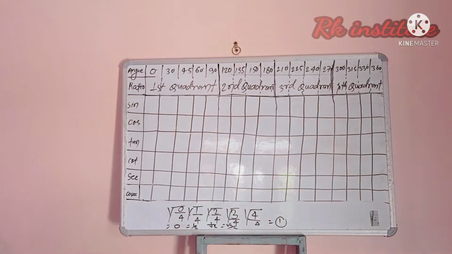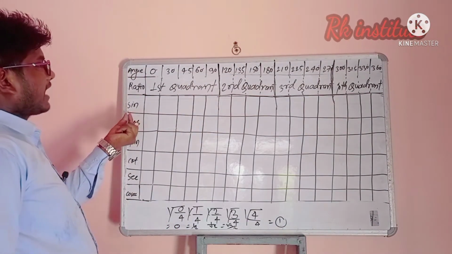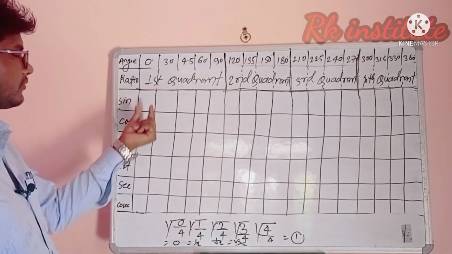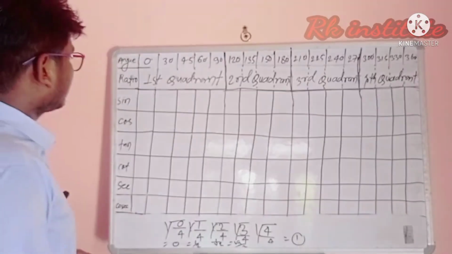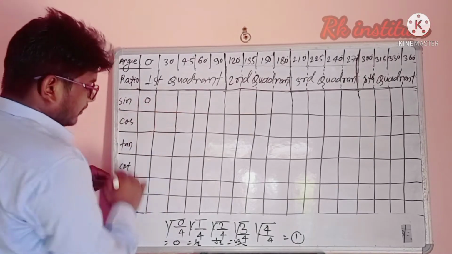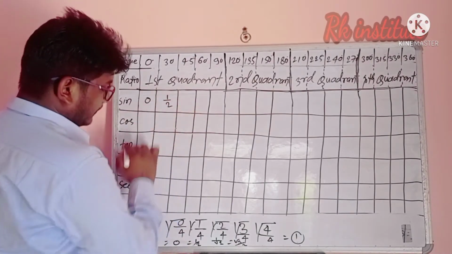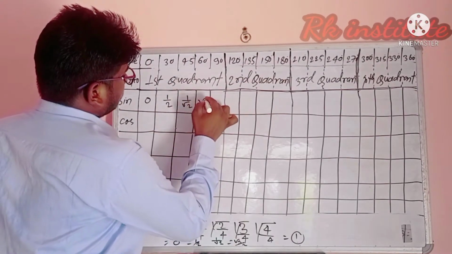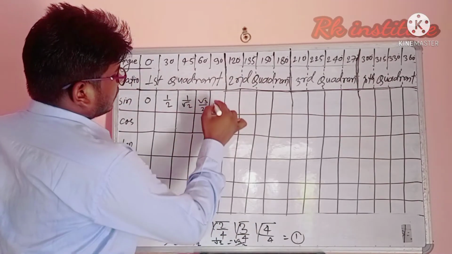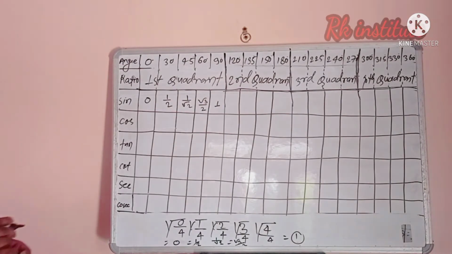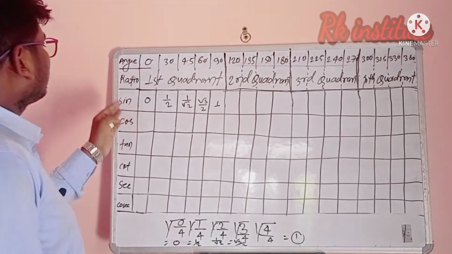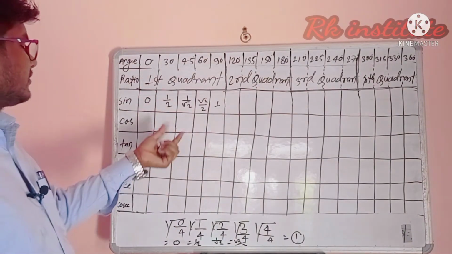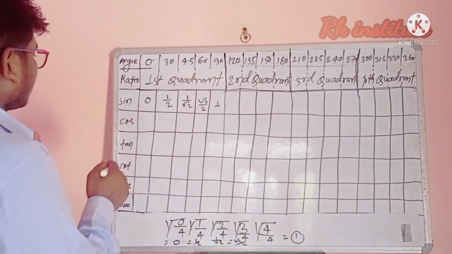This is the value of sine from 0 to 90. The values of sine ratios from 0 to 90 are 0, 1 by 2, 1 by root 2, root 3 by 2, and 1.